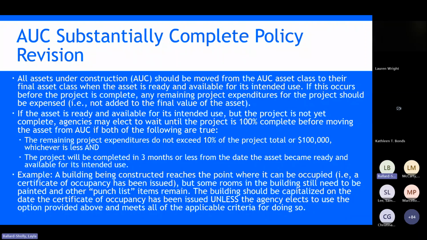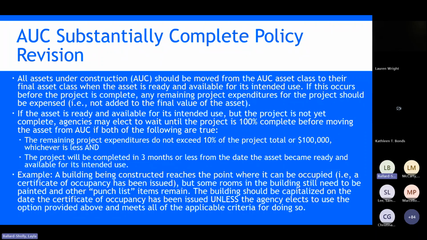One, the remaining project expenditures don't exceed 10% of the project total or $100,000, whichever is less. And two, the project will be completed in 3 months or less from the date the asset became ready and available for its intended use.